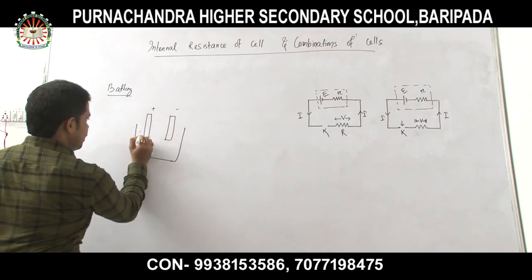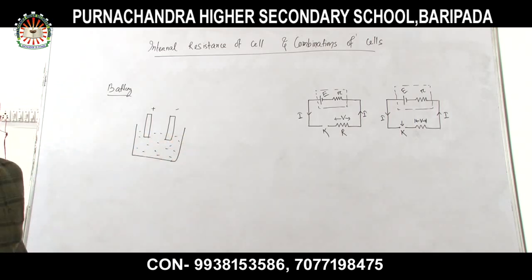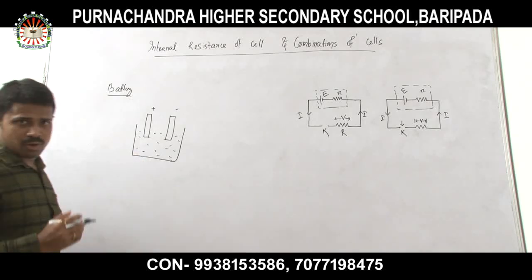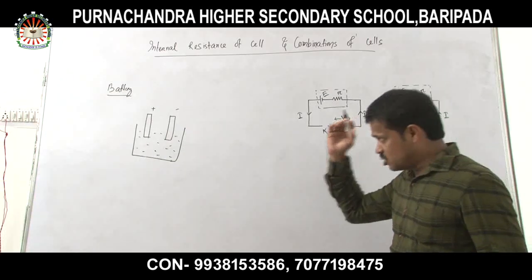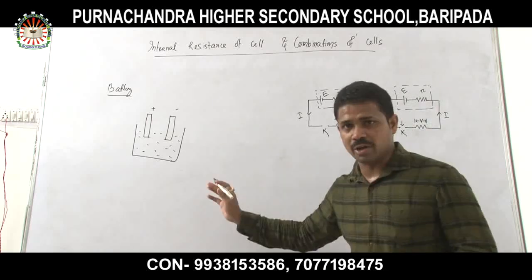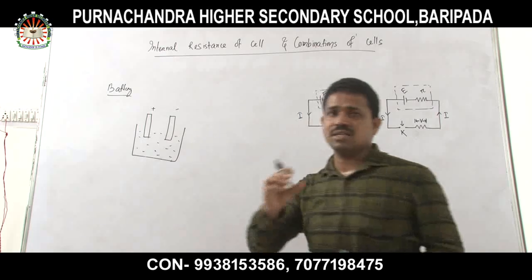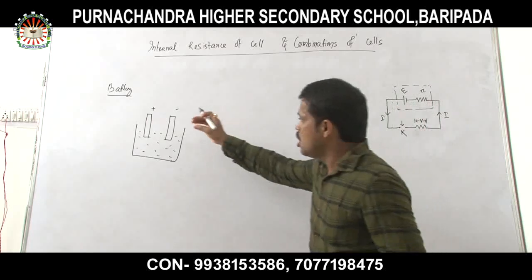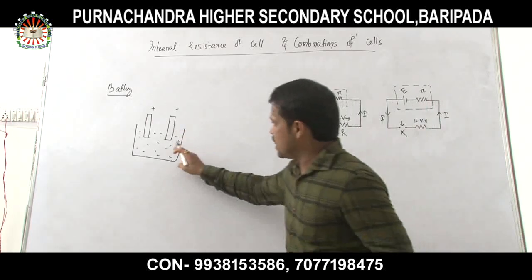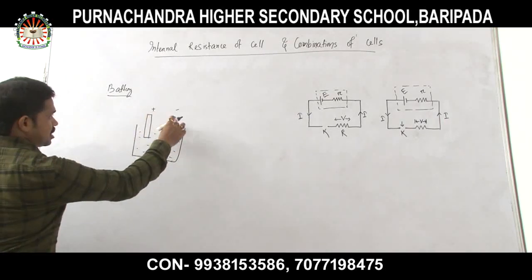Okay, and they are present within some electrolyte. Very simple. Electrolyte means they are partially conducting. Actually, they are insulating, they are some dielectric medium. But by doing some physical things, such as by putting some salt or some acid, we can make it conductive. So these are the electrolytes, and these are the two electrodes.